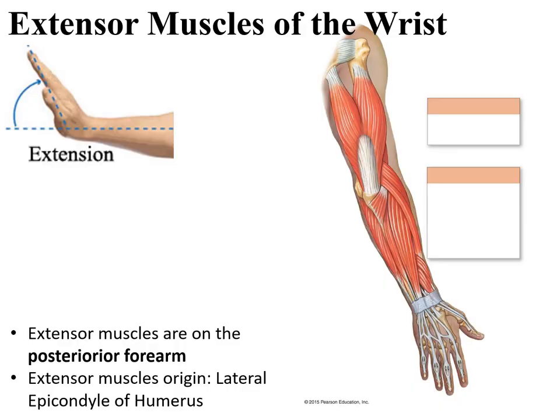Now we get to the extensor muscles of the wrist. As I said before, all of the muscles on the back of your forearm are responsible for extension at the wrist. So these are posterior.